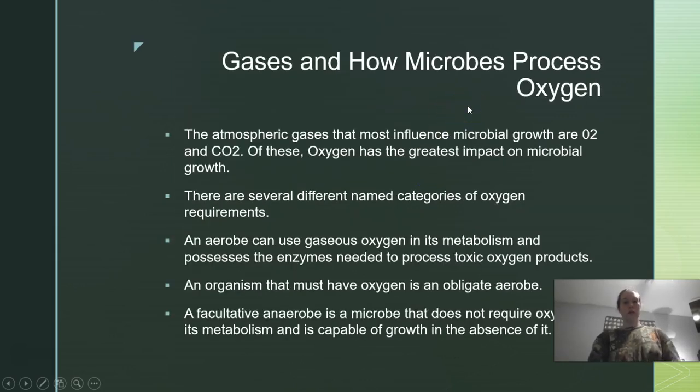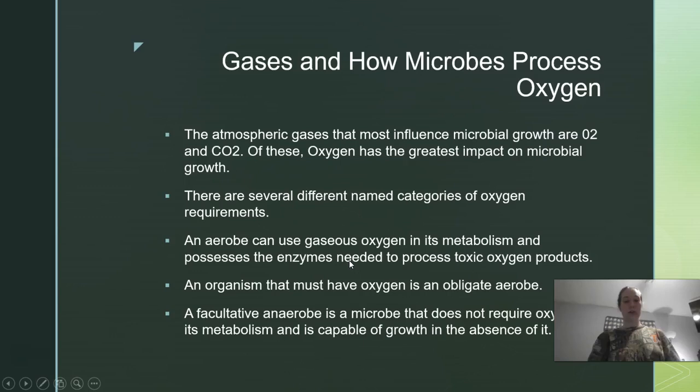All right, we're going to go on to talk about gases and how microbes process oxygen. The atmospheric gases that most influence microbial growth are oxygen and CO2. Of these, oxygen has the greatest impact on microbial growth. There are several different named categories of oxygen requirements. We're going to talk about aerobes and anaerobes, but first, an aerobe can use gaseous oxygen in its metabolism and possesses the enzymes needed to process toxic oxygen products. An organism that must have oxygen is an obligate aerobe.